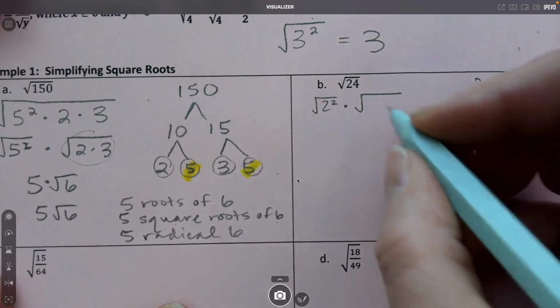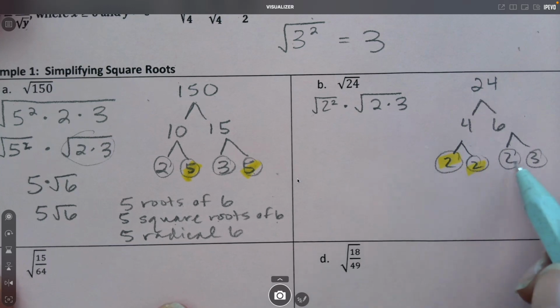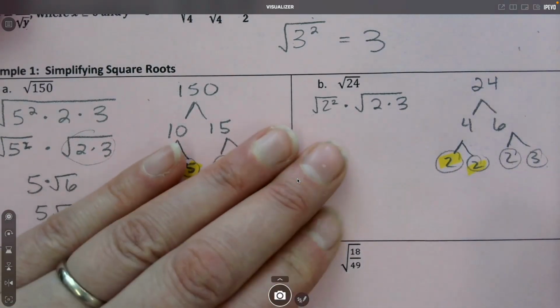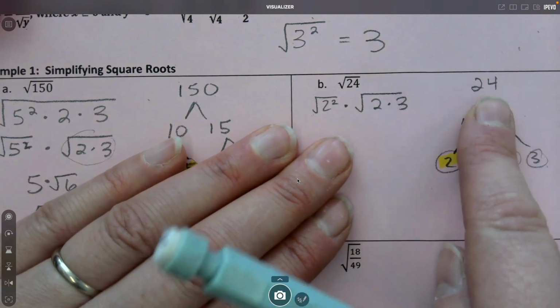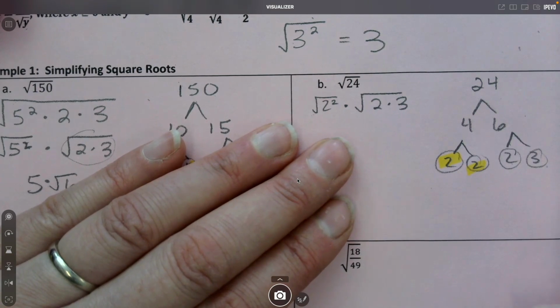I have left over a 2 and a 3. So all these ends of my trees, the 2, 2, 2, and 3, are the things that all multiply together to make 24. So really quick, let's finish off this problem, and then I want to look at 24 a little bit more so I can answer one of the common questions students come up with.